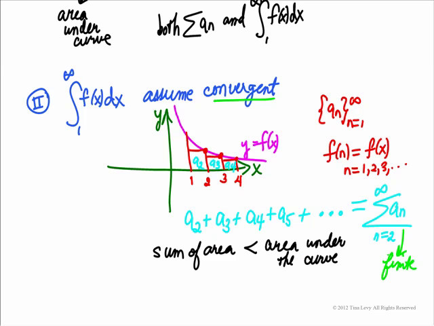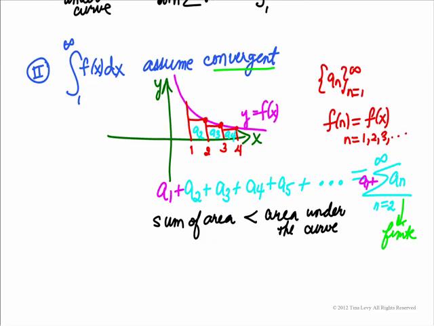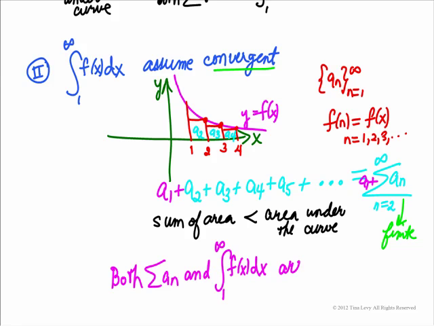So to get the a1 in there, all I have to do is add a1, and a1 plus a finite value is still going to be finite. So we have just shown that if the area under the curve, which is this improper integral, is convergent, then the series is also convergent. So both the series a sub n and the improper integral of f of x from 1 to infinity are convergent.